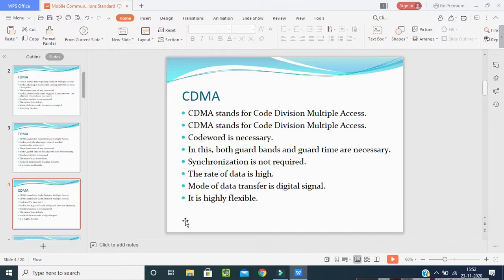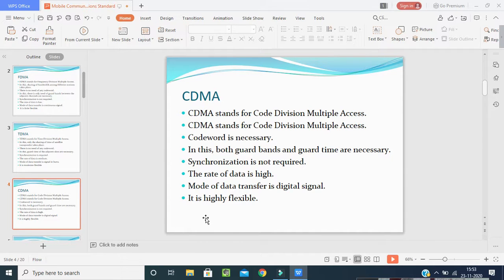Now, CDMA stands for code division multiple access, and a code word is compulsory and necessary for it. In this, both guard bands and guard times are necessary. Synchronization is also not required in this, and the rate of data is high and the mode of data transfer is digital signal. It is highly flexible.